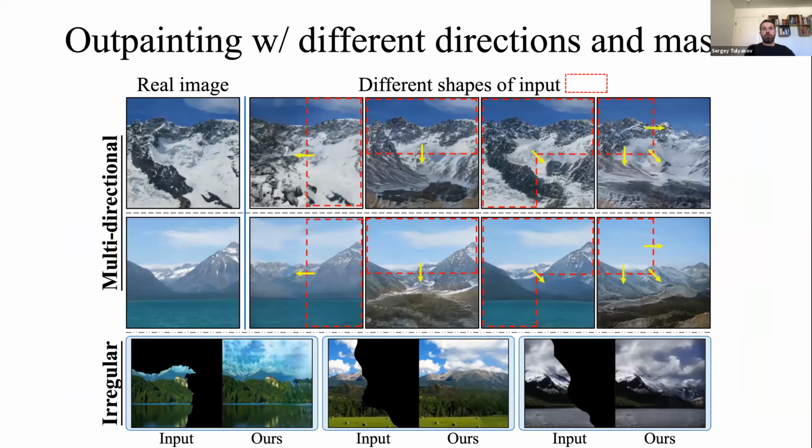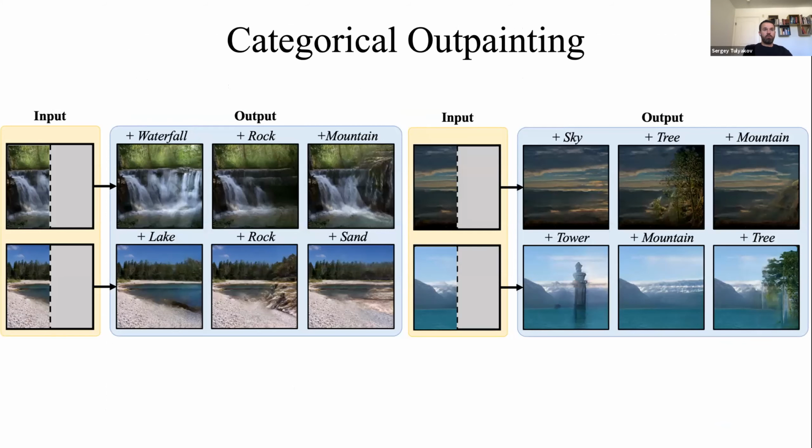Then finally, we could do outpainting into different directions. We could even support irregular boundaries and stuff like that. And I would also like to show some categorical outpainting results. So we could invert this patch and then categorically extend it to, for example, have more waterfall, more sand, more rock. We could ask to add a tower or a tree here, or a mountain. So we indeed have some control.